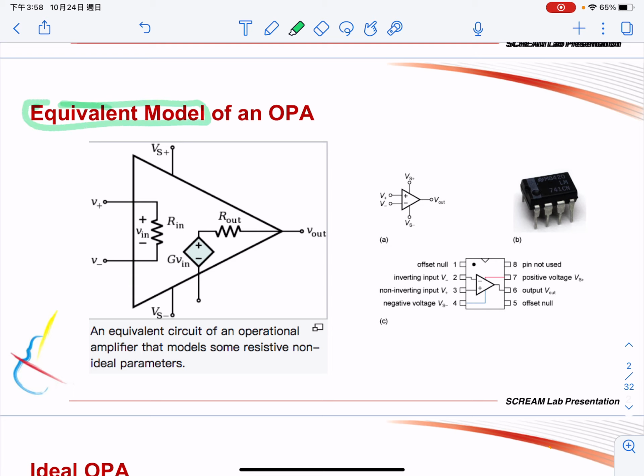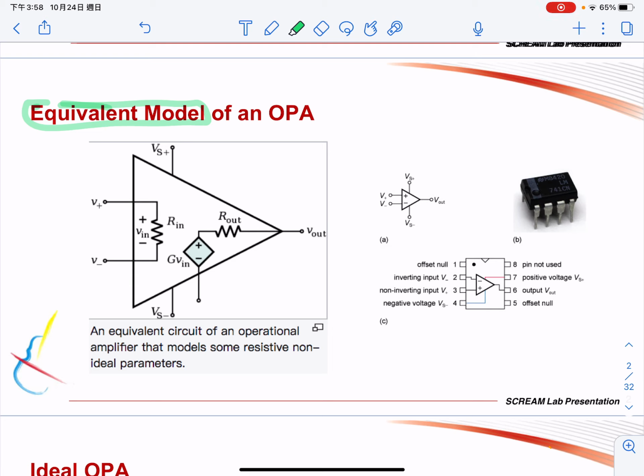We usually use the equivalent model to turn a circuit into some other, simpler circuit, so that we can solve it using KCL and KVL, or such very simple circuit analysis tools. And for the operational amplifier, we have the input model. The input model and the output model are actually separate.